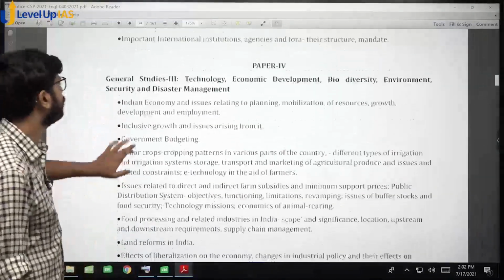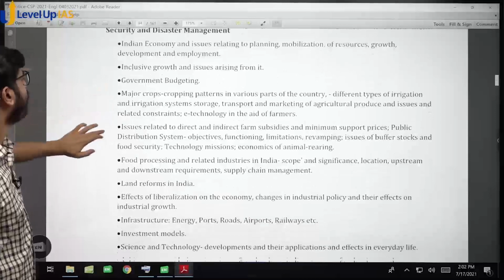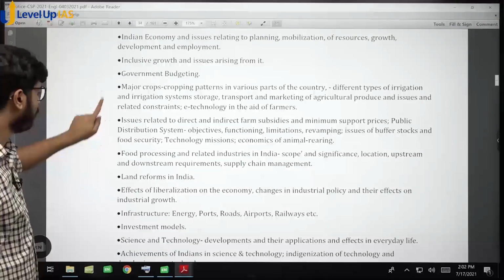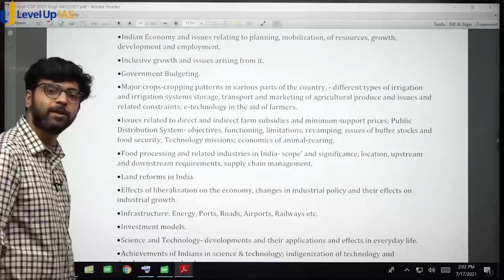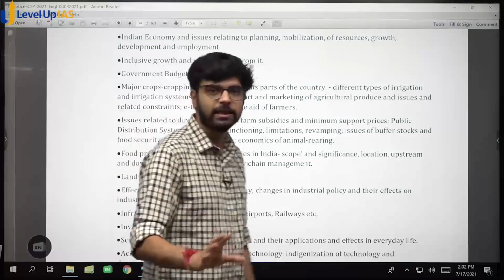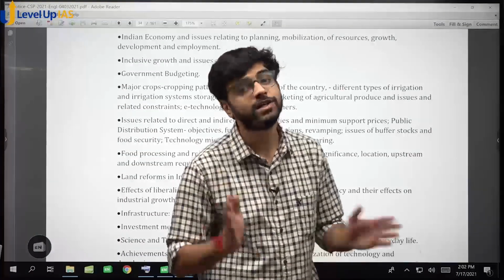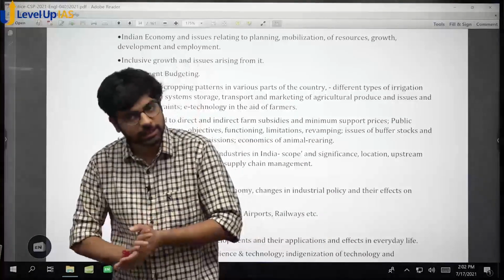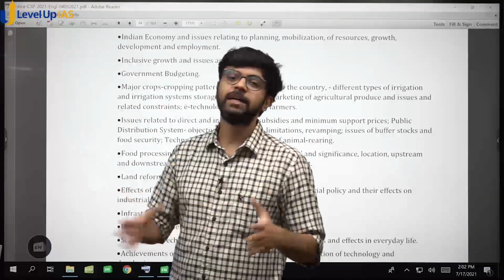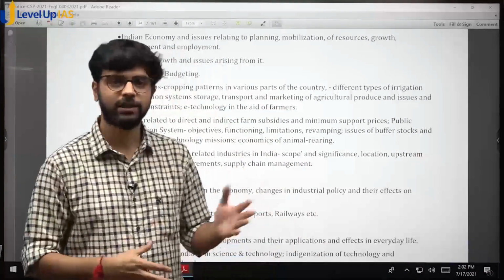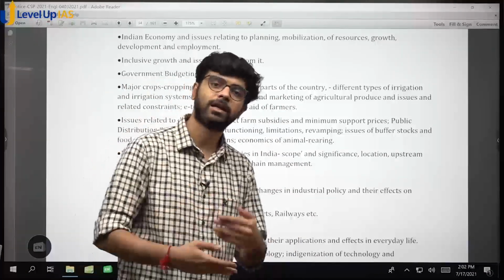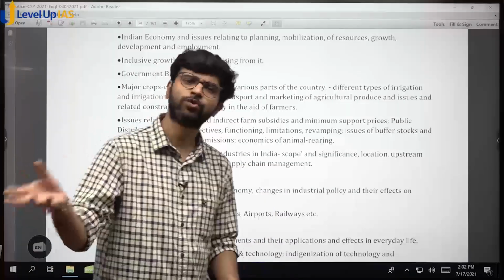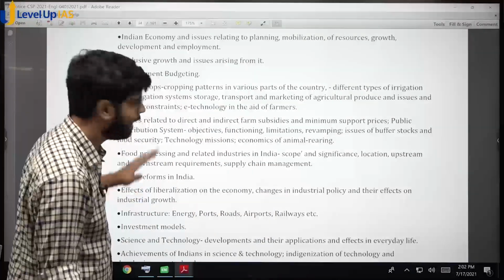Now we come to the 4th point, which we had skipped. The 4th point, 5th point, 6th point. The 7th point is very easy. The 7th point involves some reading of history, some reading of agriculture of GS3, and some reading of economy of GS3. So once we complete economy, agriculture, history, I am assuming you will do it or you might have done it, then we will do land reforms in India.